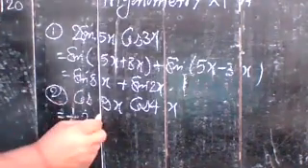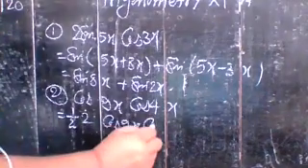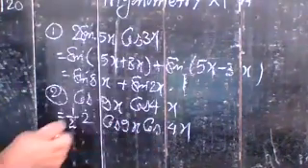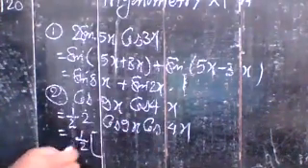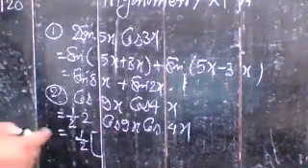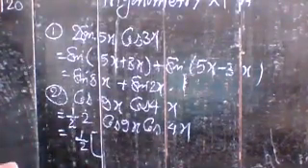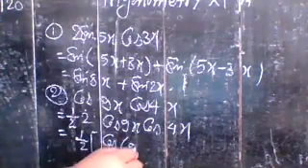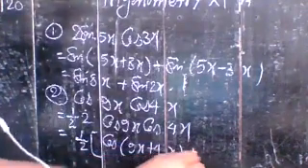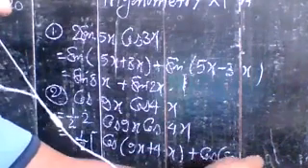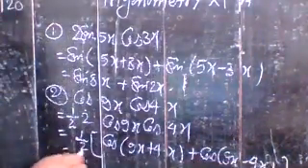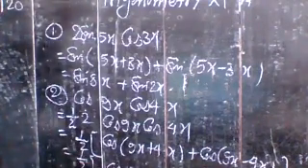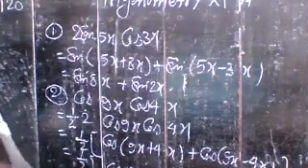So 1 by 2 into 2 cos 9x into cos 4x. Now applying the identity, 2 cos x cos y is equal to cos of x plus y plus cos of x minus y. So write it: cos 9x plus 4x plus cos 9x minus 4x, and simplifying, so you have 1 by 2 cos 13x plus cos 5x, and that is your answer.